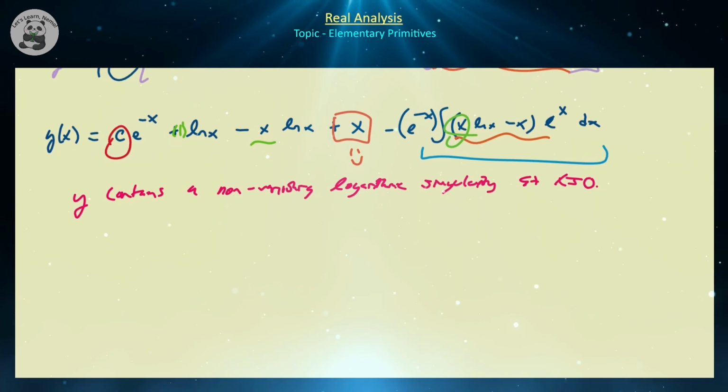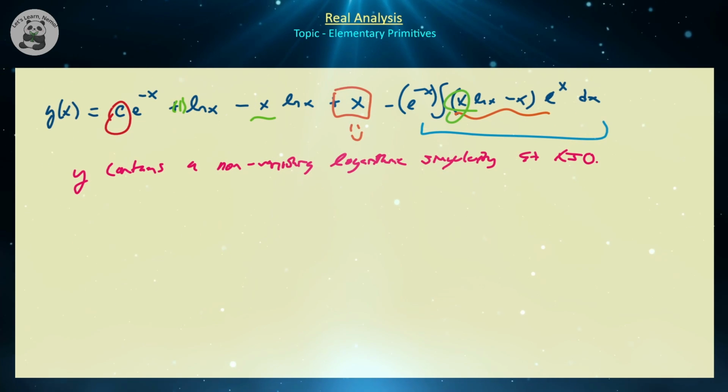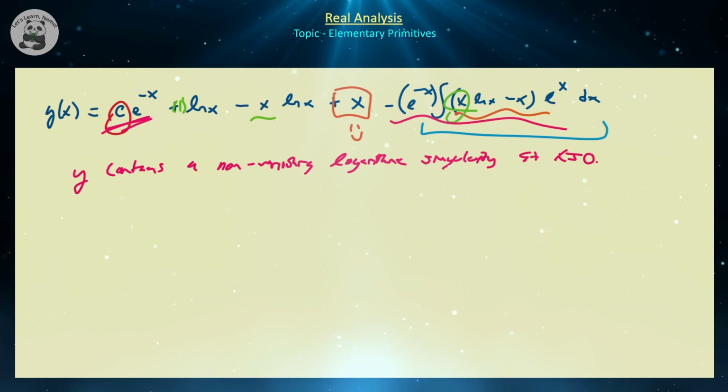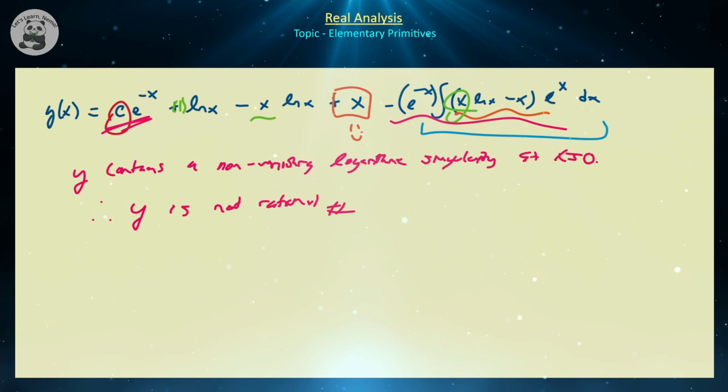So since that logarithmic singularity will never vanish, it's got a couple issues here. For example, that e to the minus x might go away. We would have to look at a couple more terms here in order to investigate that. But that logarithmic singularity definitely is not going to go anywhere. So since that is the case, y is not rational, and that's our contradiction.